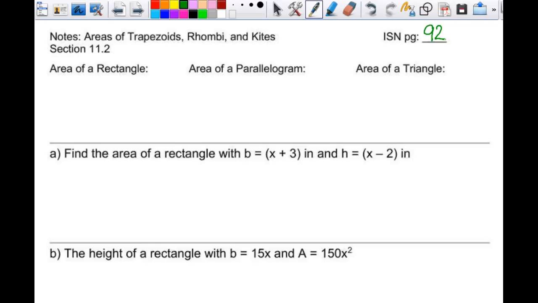And then the area of a kite is definitely going to be new to you, because most of you didn't even know that was a geometric figure until we talked about it the first time. Okay, so quick little review here.